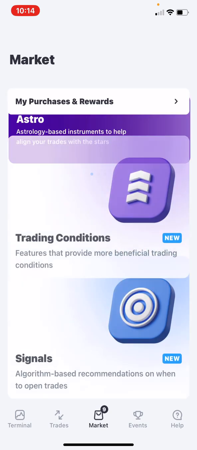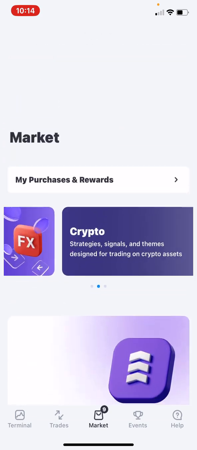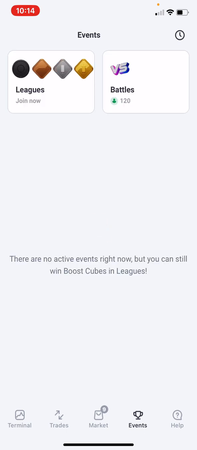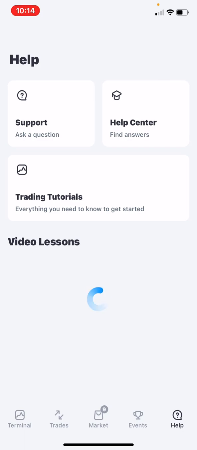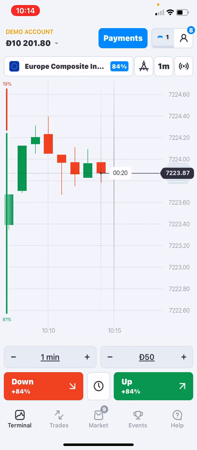You can go on the market. You can buy some instruments or tools. You can see them here. These are the events, where you can do a competition with other traders. Other traders are using this website. You can get help, tutorial lessons, or anything you want. So that's all about this one for now.